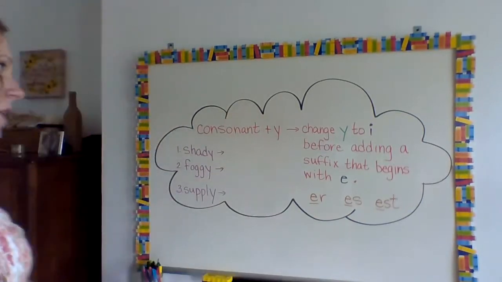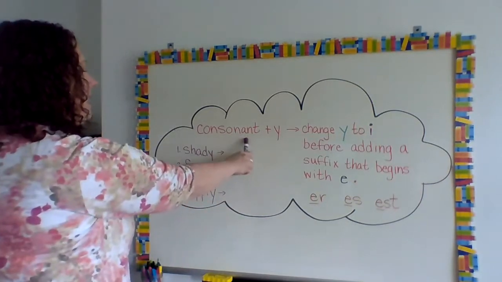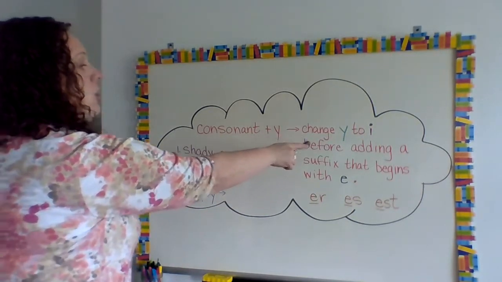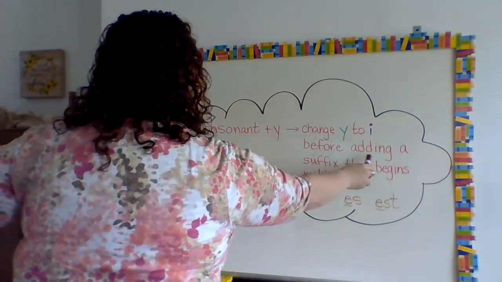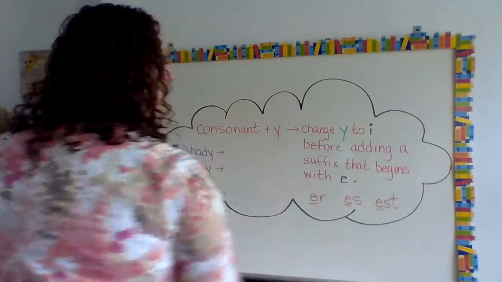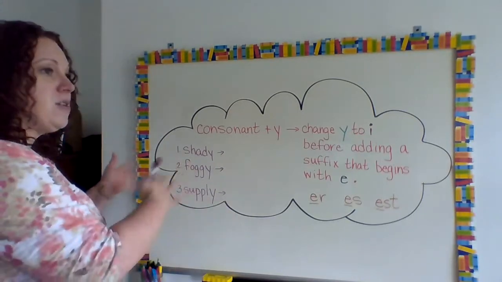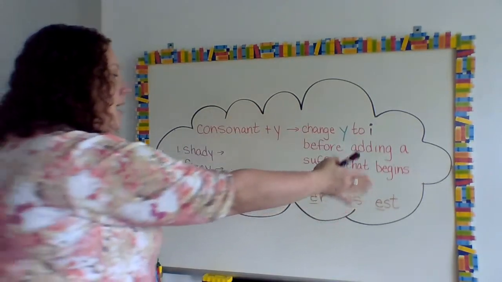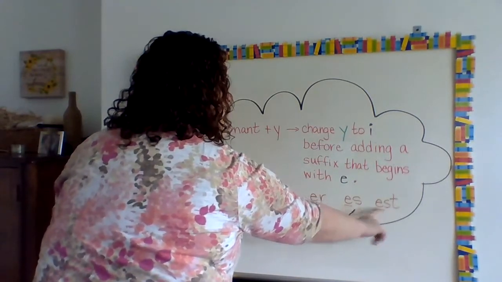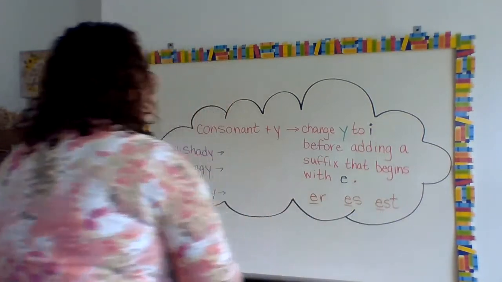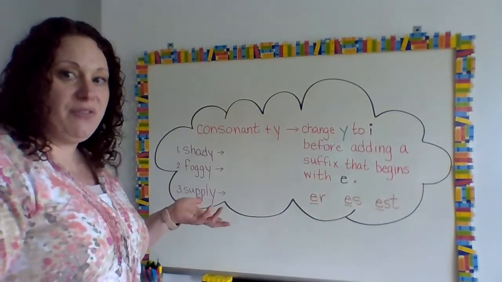So your rule for the words this week in your list is when you have a consonant plus a Y, we have to change the Y to an I before adding a suffix that begins with E. And our suffixes go at the end of the word, correct? They're not a prefix. Prefix goes at the beginning, suffix goes at the end. And our suffixes are ER, ES, and EST. So I'm going to say that again. Please make sure you're paying attention and listening because it could be tricky if you're not sure.